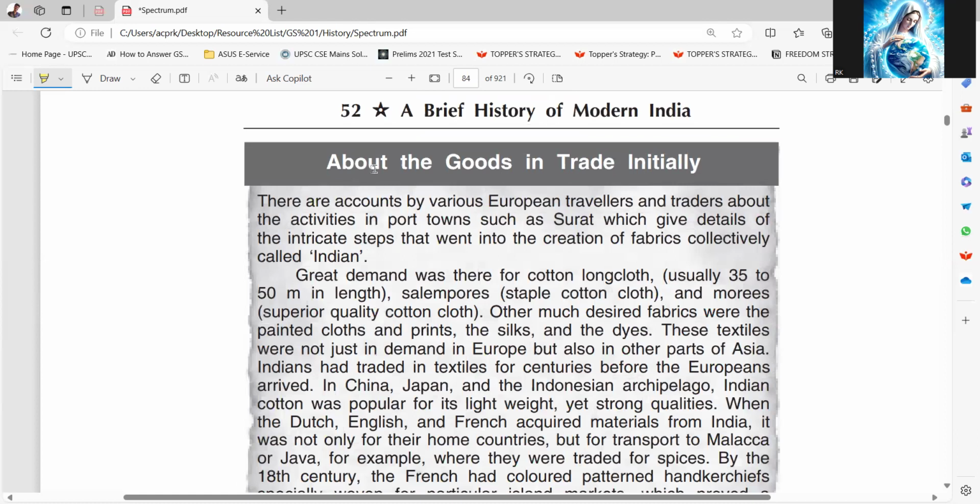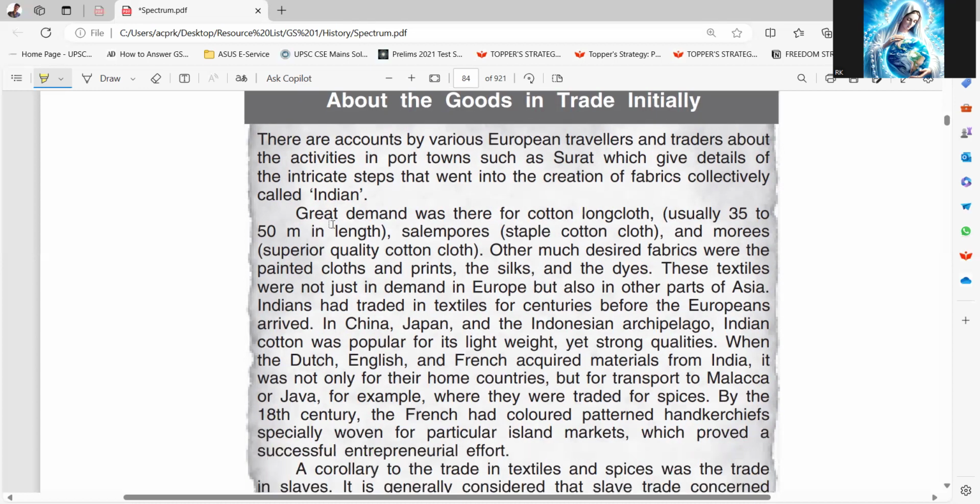About the goods in trade initially. There are accounts by various European travelers and traders about the activities in port towns, such as Surat, which give details of the intricate steps that went into the creation of fabrics collectively called Indian. Great demand was there for cotton long cloths, usually 35 to 50 meters in length, Salampur, staple cotton cloth, and Maurice, superior quality cotton cloth.